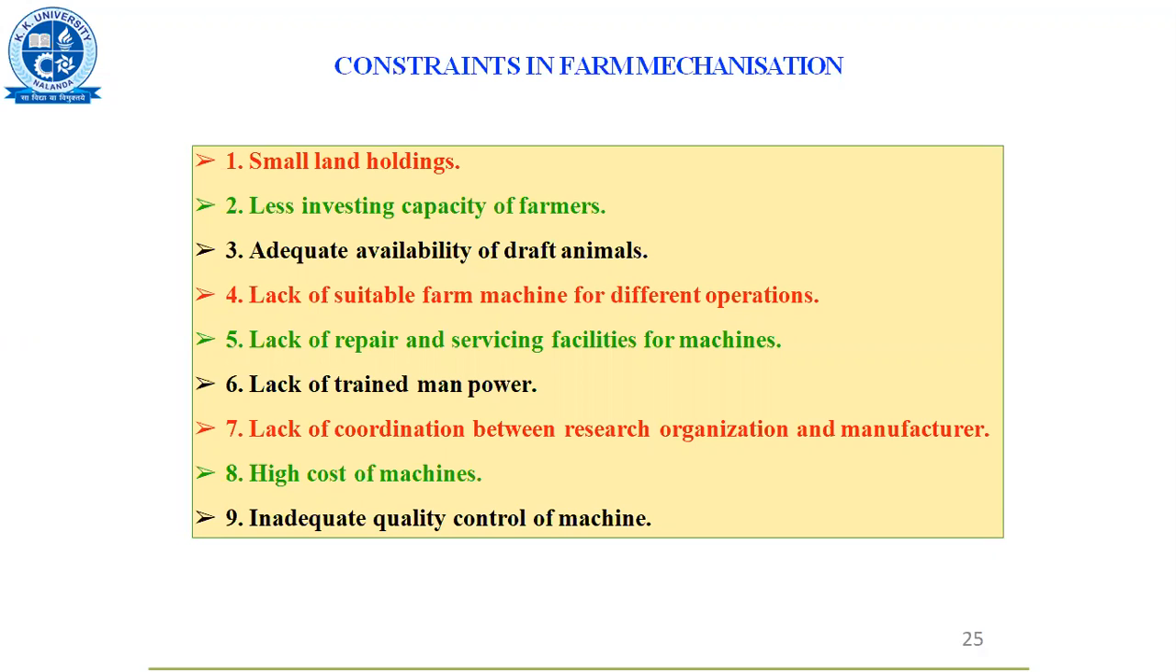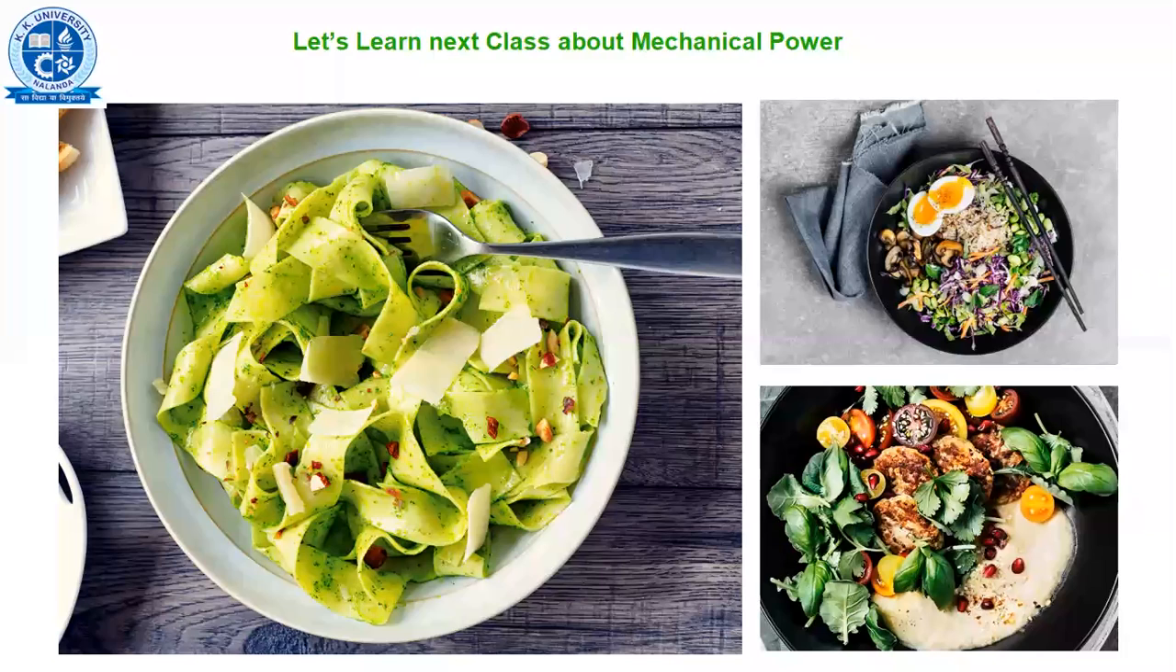We can do that. There's a constraint, not a shortcoming rather. Inadequate quality control of machines. Okay, it's on the manufacturing side. We'll be able to address it. Okay, everything is possible. So this is the one between the farmland and food, where all these things come in. And in the next class, we'll talk about only mechanical power, how it is used in the field.